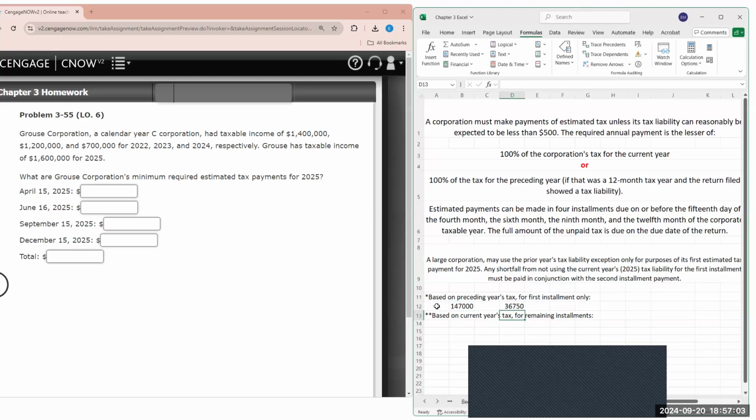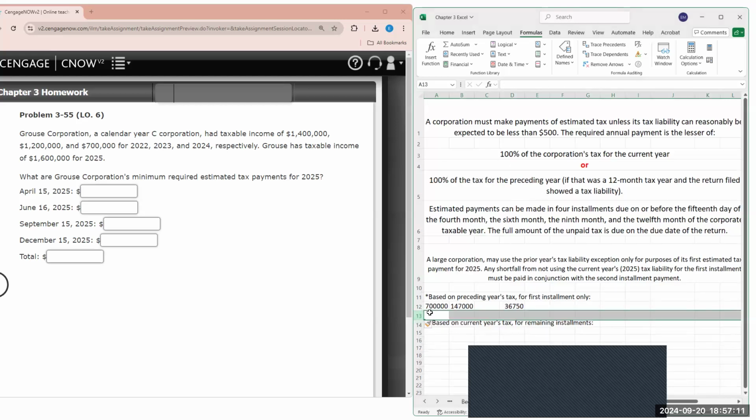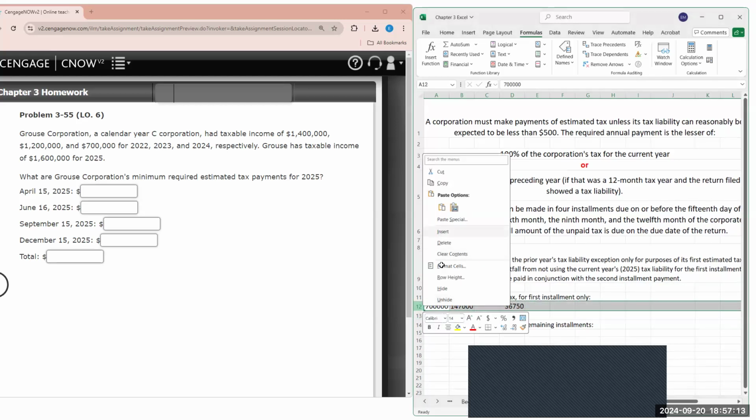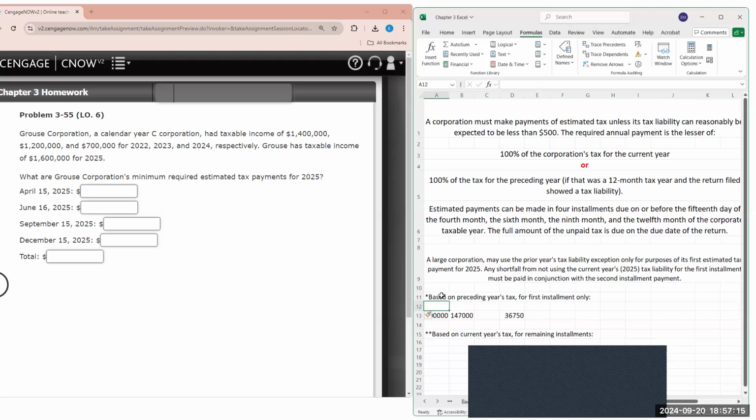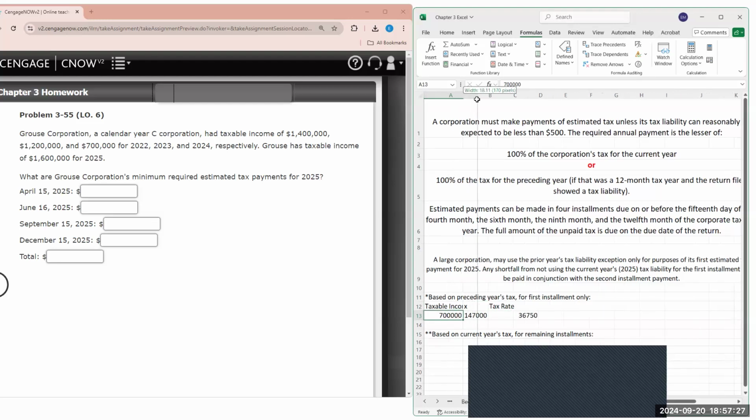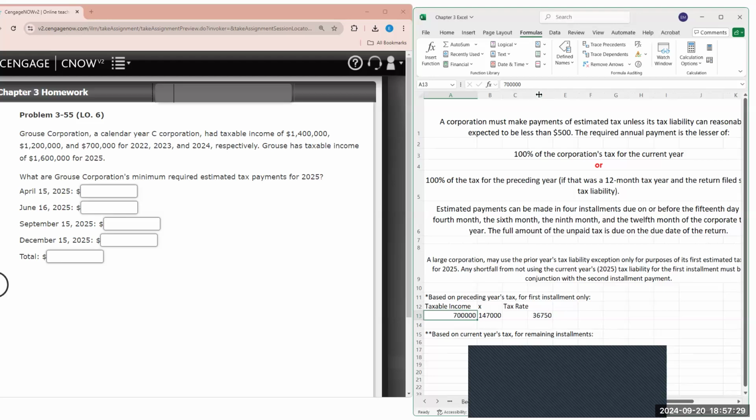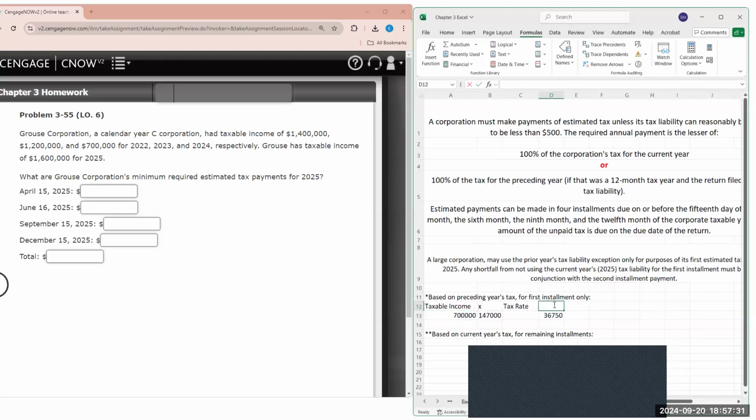Just to make sure that you understand how this amount was calculated, it's the $700,000. Now just add the verbiage above so you understand where it's coming from. So it is the taxable income multiplied by the tax rate of 21% equals the tax liability.